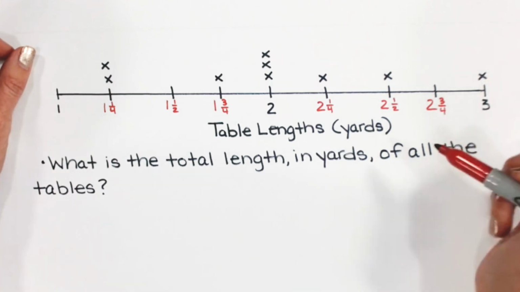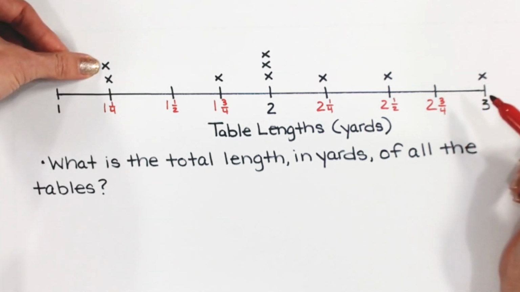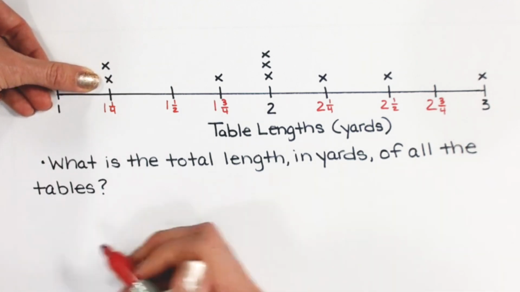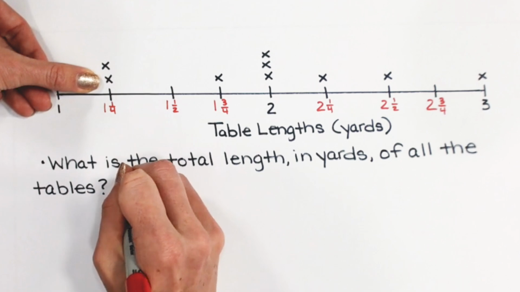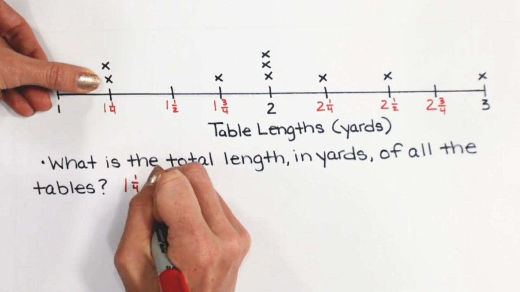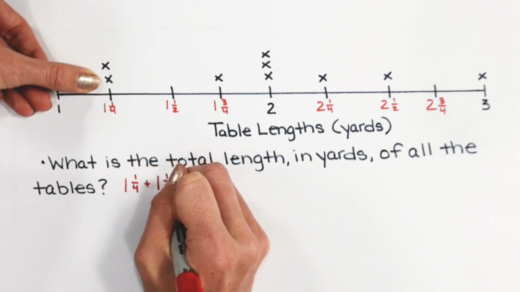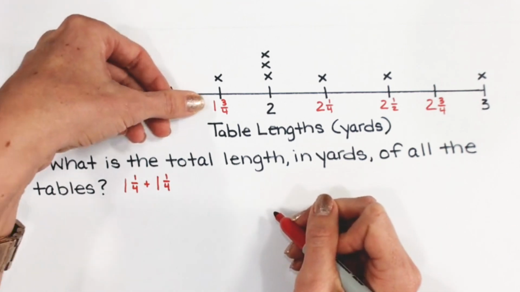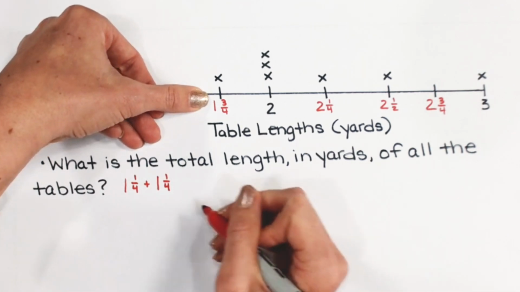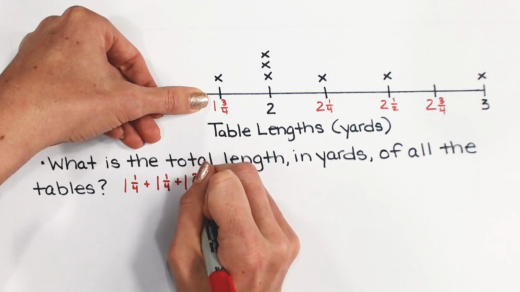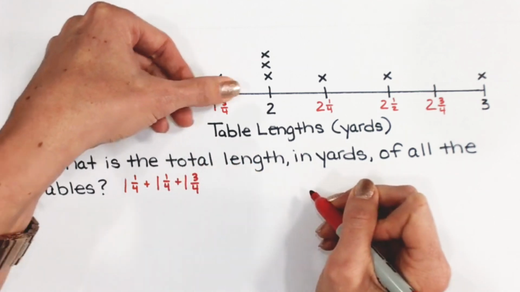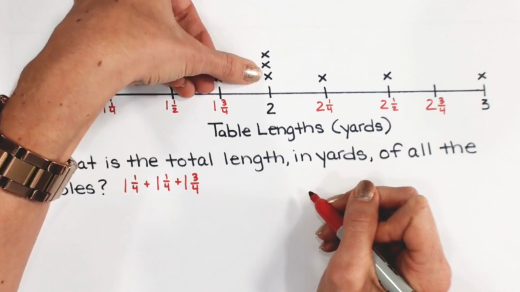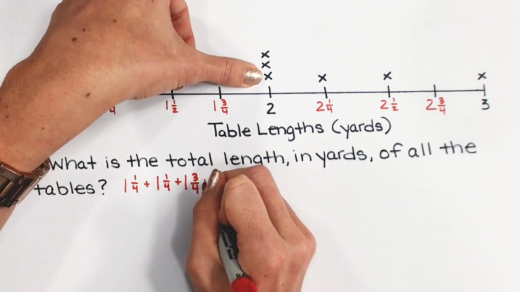So I have one table that's 1 1/4 yards long, and I have another table that's 1 1/4 yards long. So I'm going to need to add that twice. So I have 1 1/4 plus 1 1/4. I don't have any tables that are 1 1/2 yards long, so let's look at the next one. I have one table that is 1 3/4 yards long. Then I have my 2 yards. I have 1, 2, 3 tables that are 2 yards long.